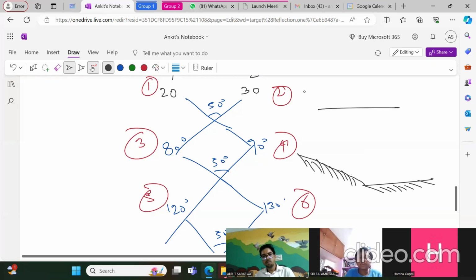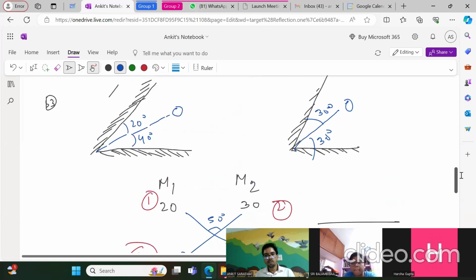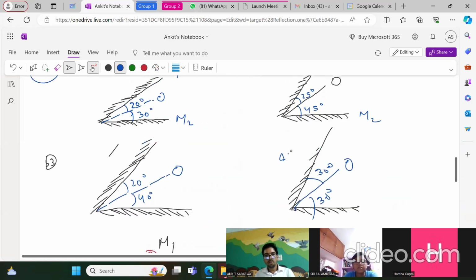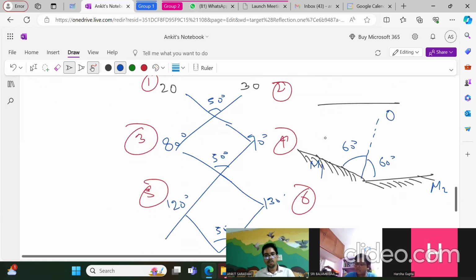Sir, I sent the answer for the second question. Okay, I will check. You just solve the remaining. This is the object. 60 angle, 60 angle. Mirror 1, mirror 2. This is also one more question, okay? Fourth question. This is fifth one.